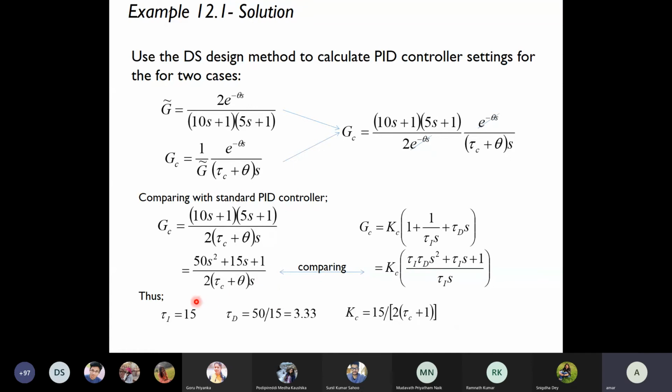So I will get a PID equation with these PID parameters. Here the integral time constant and derivative time constant are known from the process model parameters itself, and the Kc is a function of tau c only.